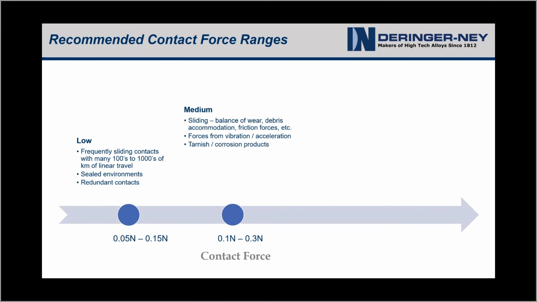As we move up in the force scale to medium forces, they might be sliding contacts, or any contacts, that have more debris in the system. So you need some contact force to be able to move that debris out of the contact interface. You may have vibration or acceleration forces that have to be accommodated. Say, automotive applications have a lot of vibration.